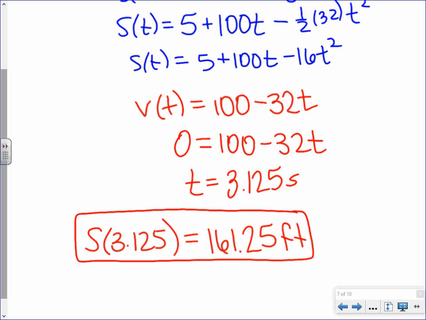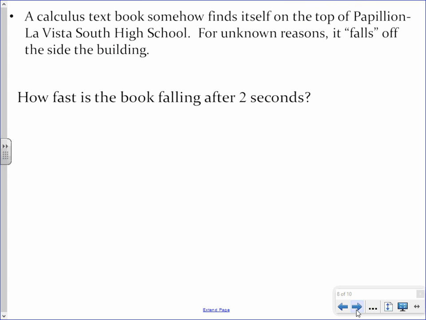Now, you solved questions like this in Algebra 2, but you had to find the vertex by either completing the square or something and then figure out the max height. Isn't it so much nicer with calculus when you can just take the derivative and set it equal to 0? I think it's pretty great. All right, next question.